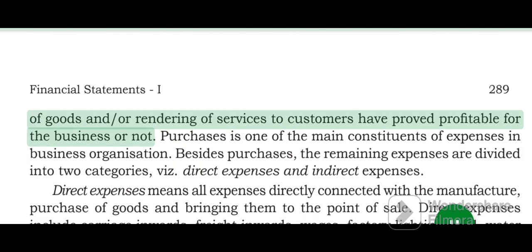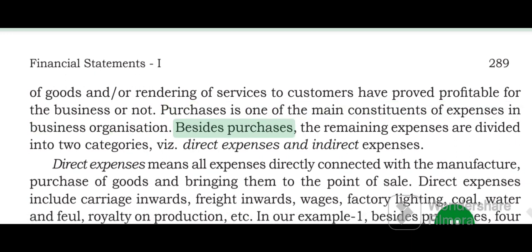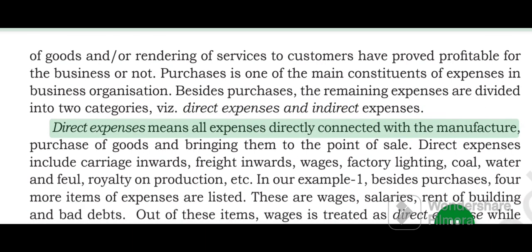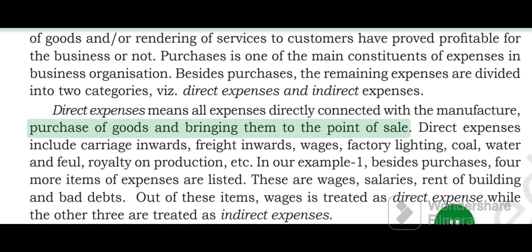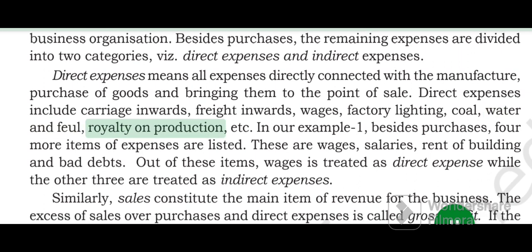of goods and or rendering of services to customers have proved profitable for the business or not. Purchases is one of the main constituents of expenses in a business organization. Besides purchases, the remaining expenses are divided into two categories, viz. direct expenses and indirect expenses. Direct expenses means all expenses directly connected with the manufacture, purchase of goods and bringing them to the point of sale. Direct expenses include carriage inwards, freight inwards, wages, factory lighting, coal, water and fuel, royalty on production, etc.